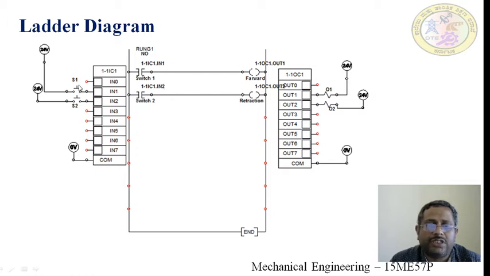See here, when you switch on S1, the power goes to the first rung, and the first open contact, that is input 1, will be closed. As soon as it is closed, the first coil, that is the forward coil, will be energized. As soon as this is energized, output one also gets energized. Once this is energized, the solenoid connected to it is also energized.